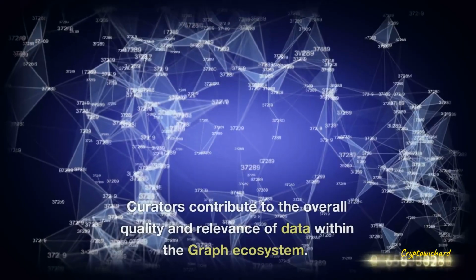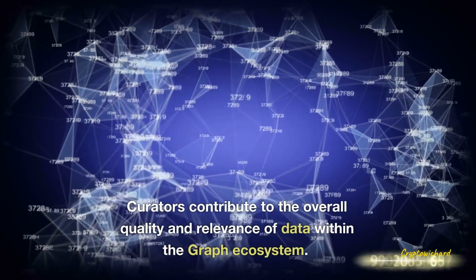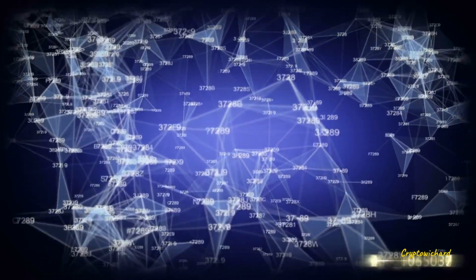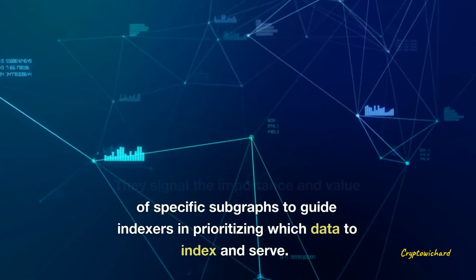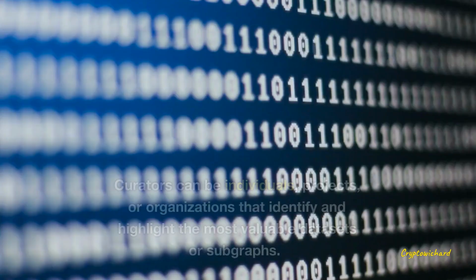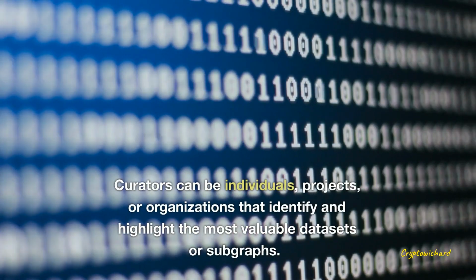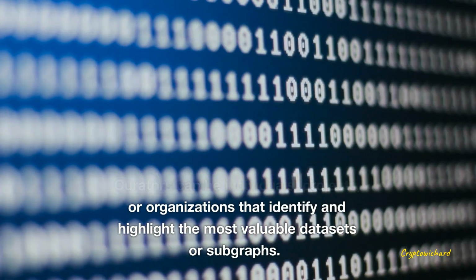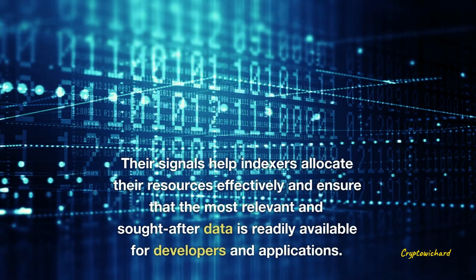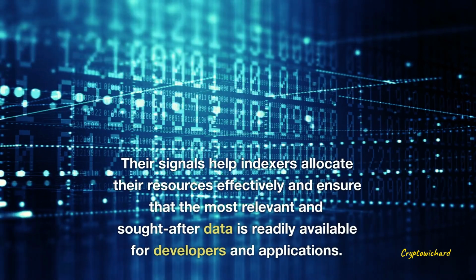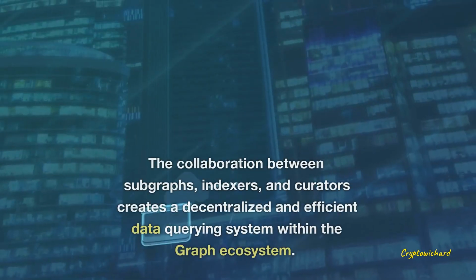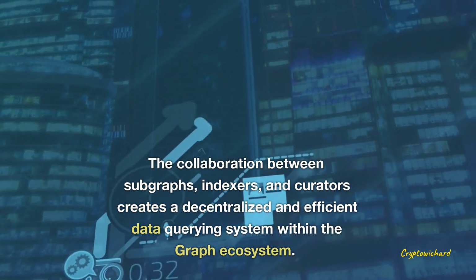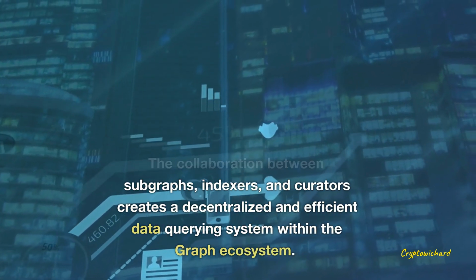accurately. Curators contribute to the overall quality and relevance of data within the Graph ecosystem. They signal the importance and value of specific subgraphs to guide indexers in prioritizing which data to index and serve. Curators can be individuals, projects, or organizations that identify and highlight the most valuable datasets or subgraphs. Their signals help indexers allocate their resources effectively and ensure that the most relevant and sought-after data is readily available for developers and applications.